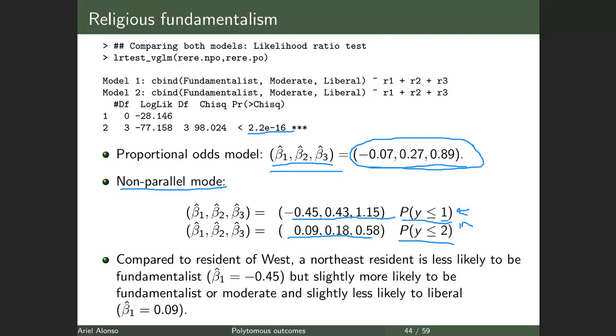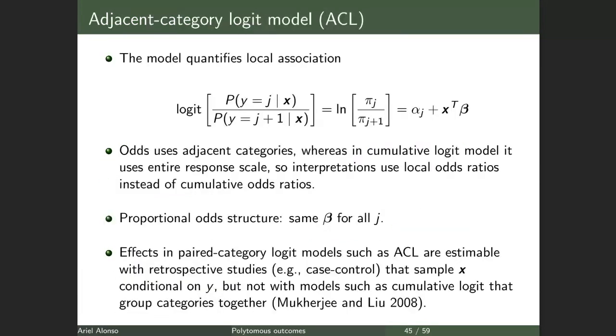So what can I do if I get evidence like here that the proportional odds assumption is problematic? Well, you can use a non-proportional odds model, but we know that model may have some issues. So I'm going to show you now an alternative model we can use in such a situation, and it's called the adjacent category logit model, ACL.